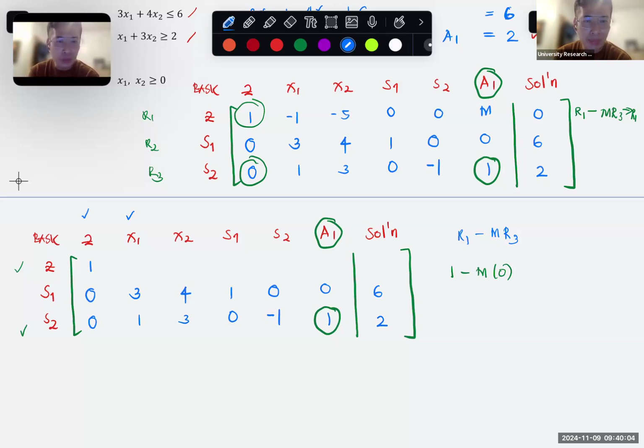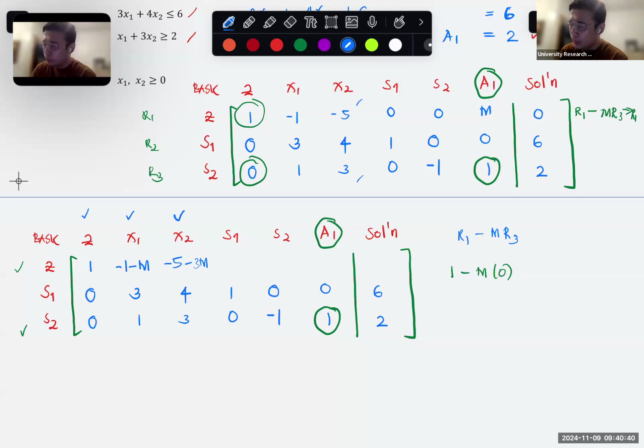So therefore, that would become negative 1 minus M times 1. That is negative 1 minus M. So for our x2, ito naman ang x2 natin, yung negative 5 and positive 3. So negative 5 minus M times 3. So that would become minus 3M. So negative 5 minus 3M.